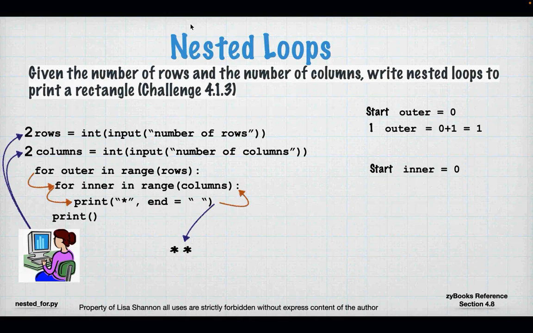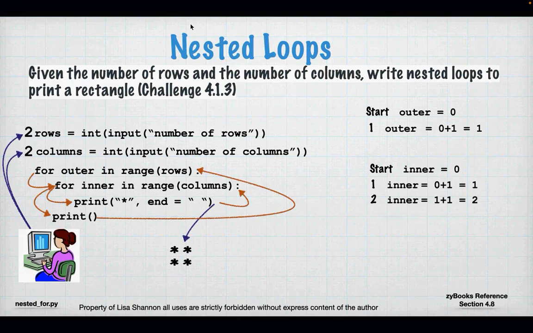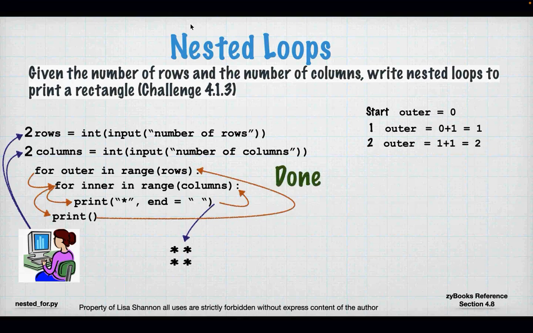I'm now starting again cleanly on the inner loop. Columns is still 2. I'm going to print another star. I'm going to go back up to columns. Columns is now 1. I'm going to print another star. Columns is now 2. I am done with the inner loop. I'm going to go back up to the outer loop. Outer is now about to be 2, and I'm done.